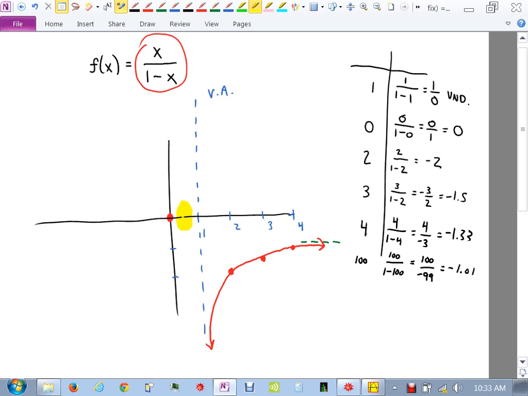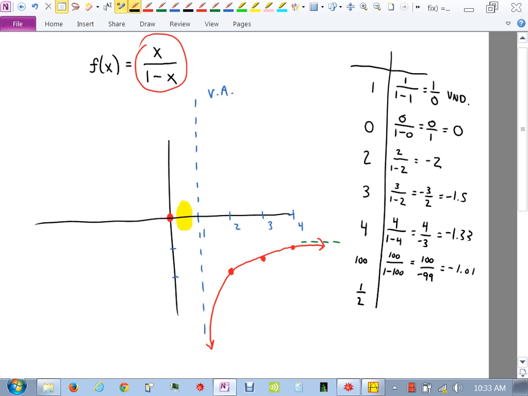I know my graph has to go up or down, right? As I come in from the left side, like this, it's going to have to go up or down. If I have a point in there somewhere and plug it in, I should be able to determine if it was up or down. So let's plug in something like a half.